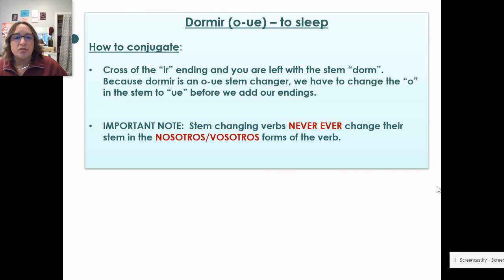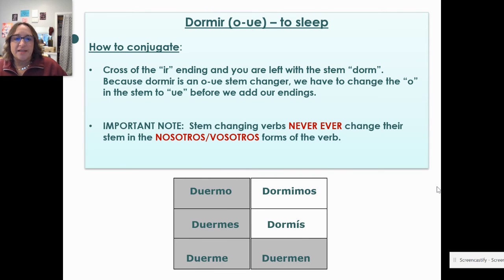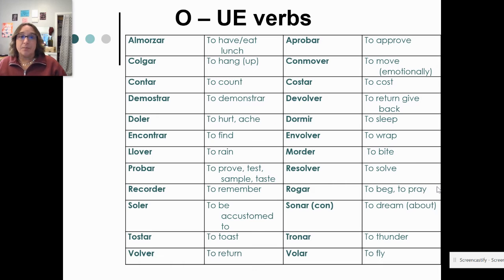So don't do nosotros, vosotros. It'll look like this. Duermo, duermes, duerme. Dormimos, dormís, duermen. I sleep, you sleep, he sleeps, she sleeps, you formal sleep. Dormimos, dormís, duermen, they sleep.